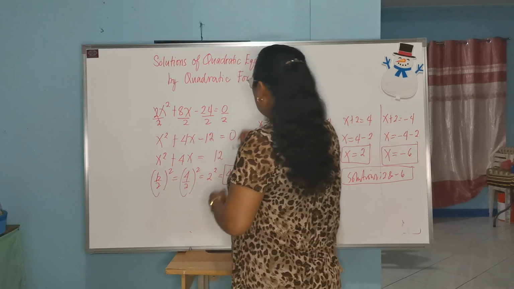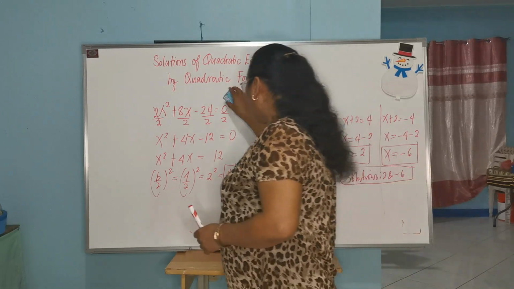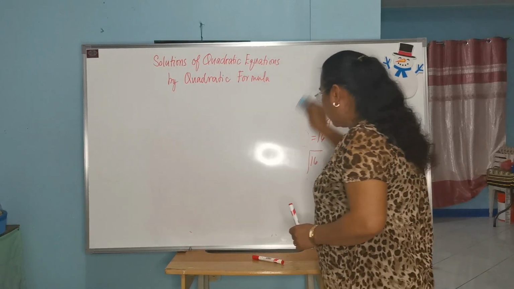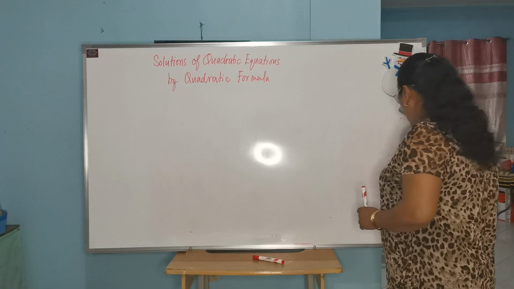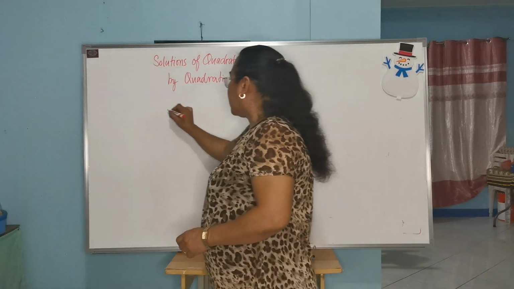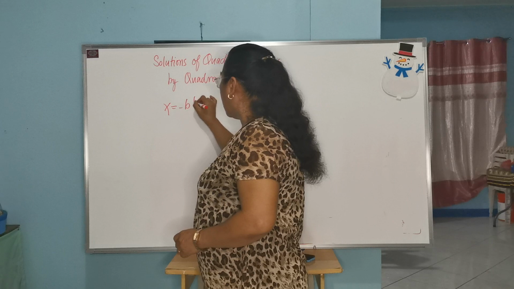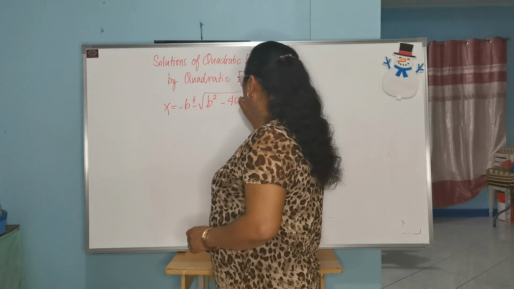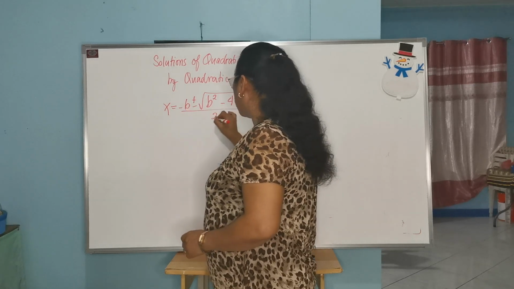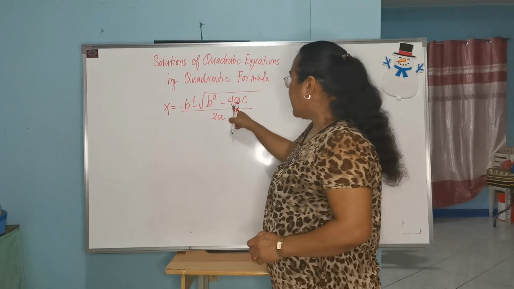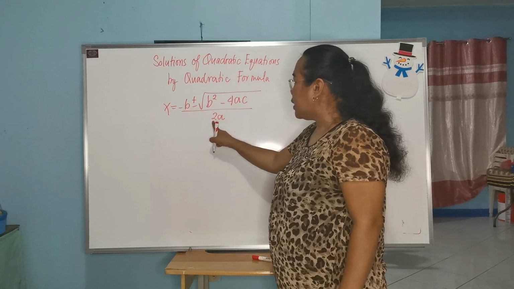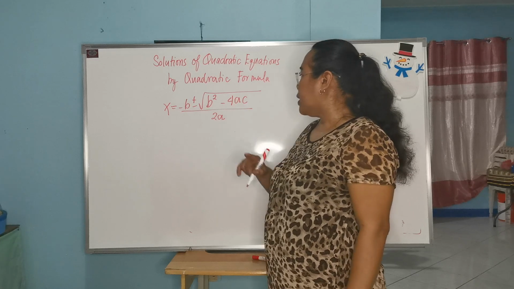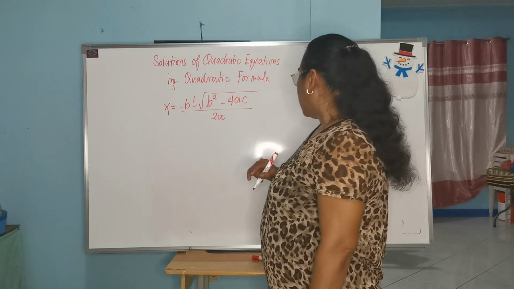Okay? So let us presume that we have already derived the formula given in our textbook. That is the quadratic formula, which is x is equal to negative b plus minus the square root of b squared minus 4ac all over 2a. 4 here is a constant and 2 here is also a constant. Okay? So where does your a, b, and your c come from?